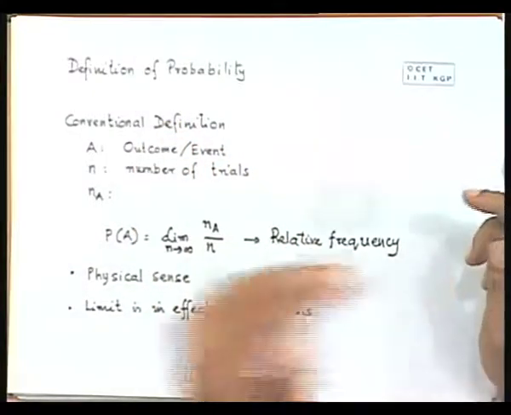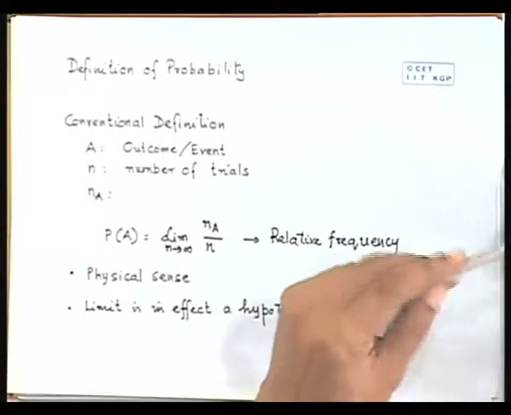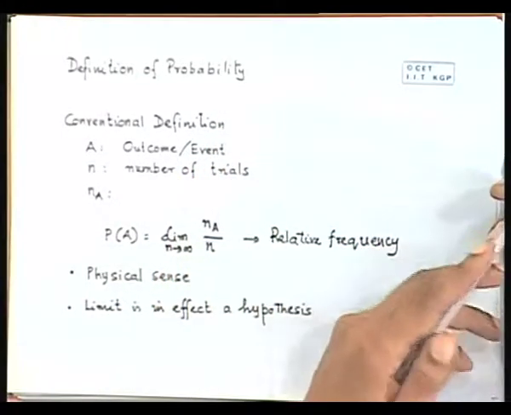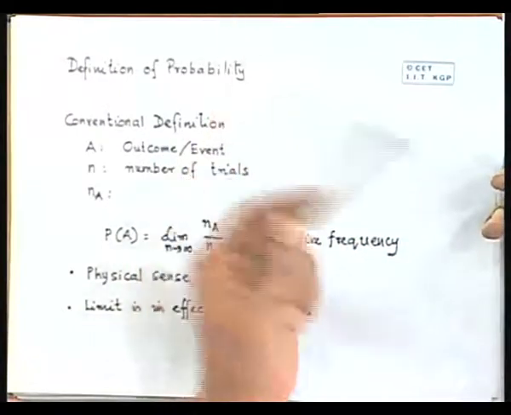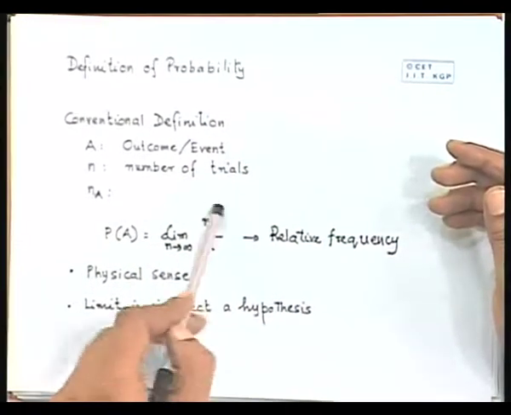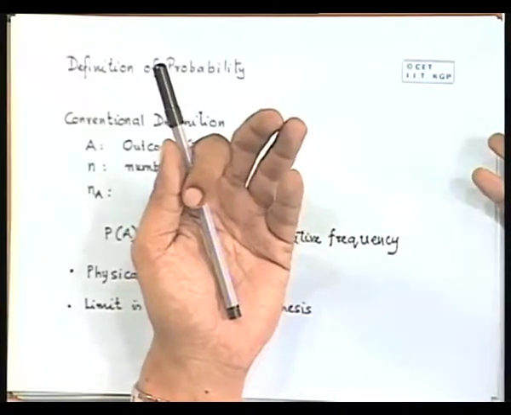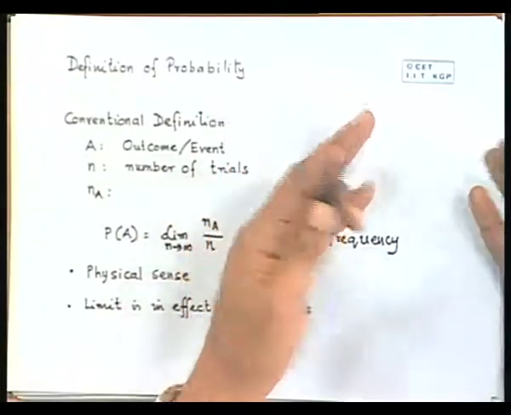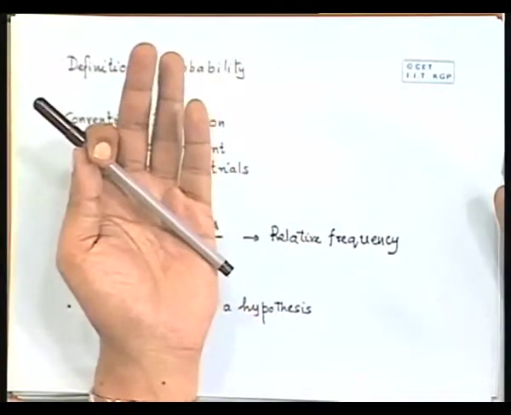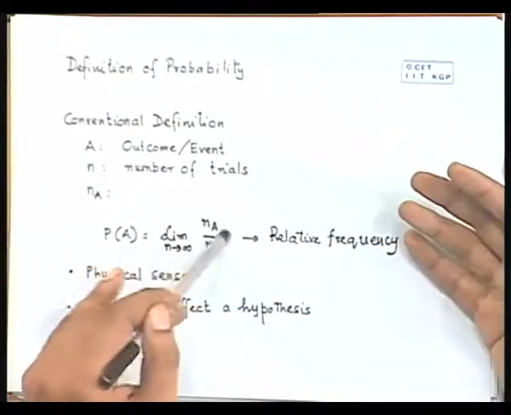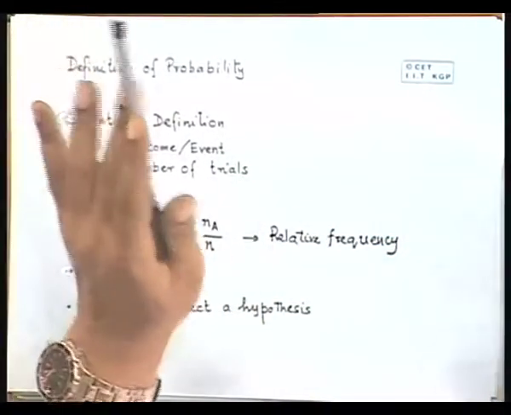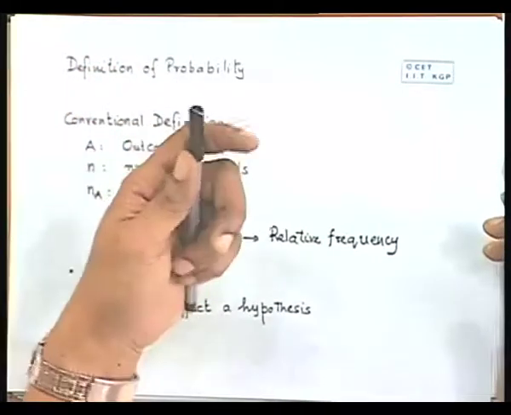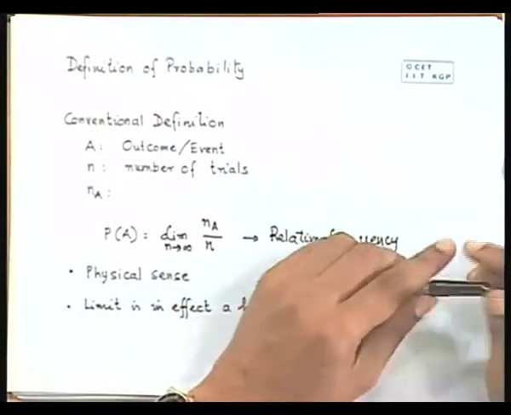What is this? First of all, what is the use of this definition? Because if you are talking about physics, can you really verify this limit? You cannot, because then you have to do an infinite number of trials. And without performing an infinite number of trials, how do you know even that this limit exists? You don't know. So anyway, you are making a hypothesis that if you perform an infinite number of trials, this quantity Na by n will approach a limit. This is your hypothesis. You cannot verify. So based on that hypothesis, you are defining this probability.